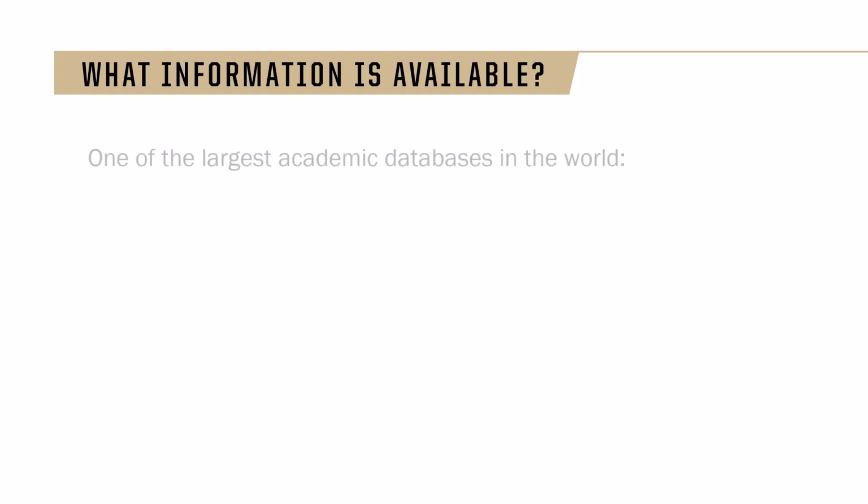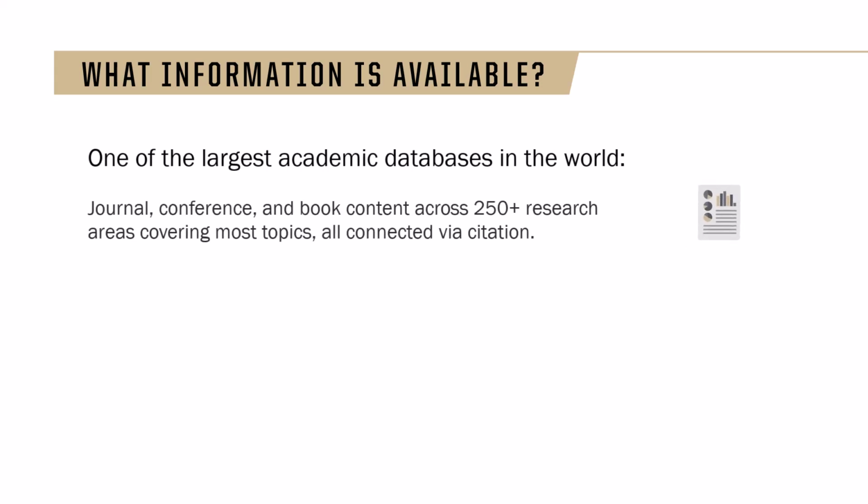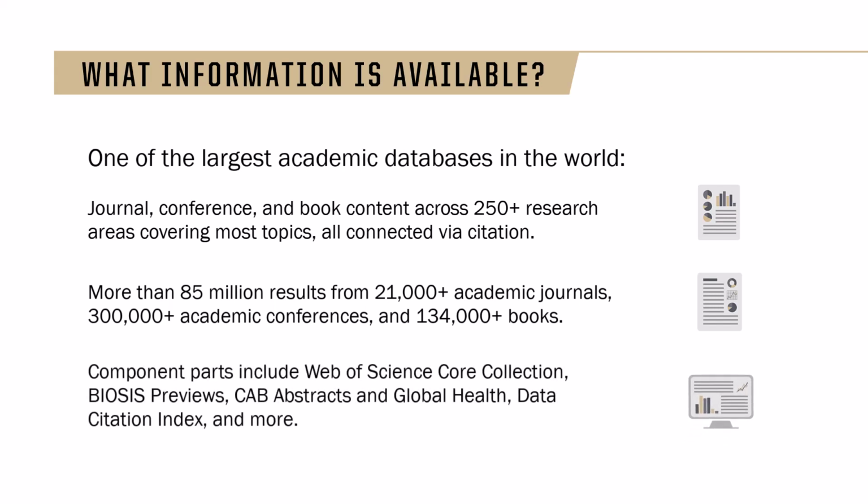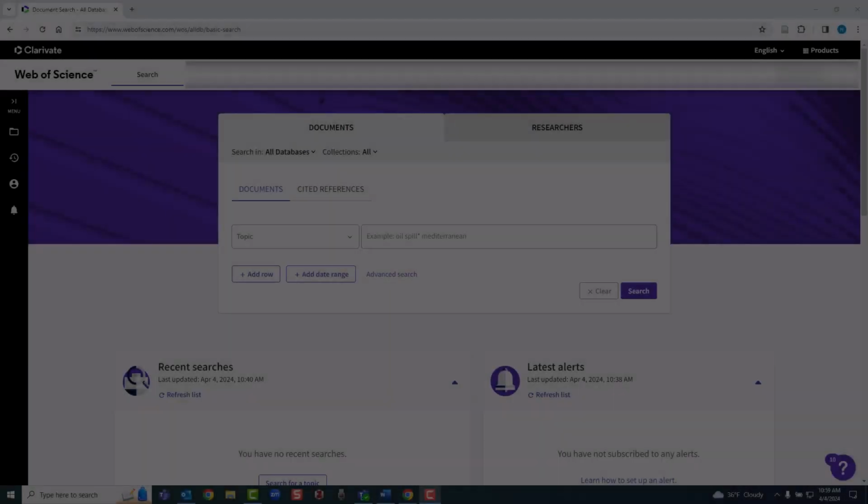Web of Science is one of the largest academic databases in the world. Use it to search for journal, conference, and book content across 250 plus research areas covering most topics, all connected via citation. The content includes more than 85 million results from 21,000 plus academic journals, 300,000 plus academic conferences, and over 134,000 books. Component parts include Web of Science Core Collection, Biosys Previews, CAB Abstracts in Global Health, Data Citation Index, and more.